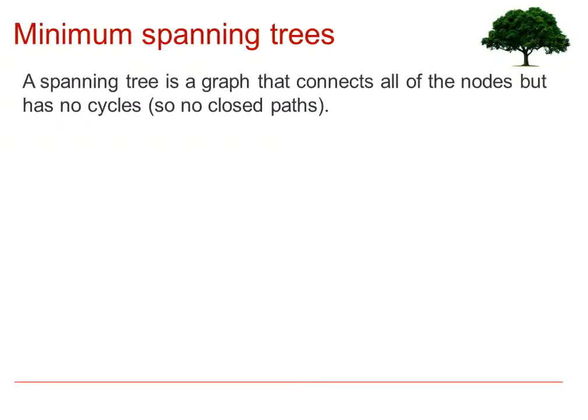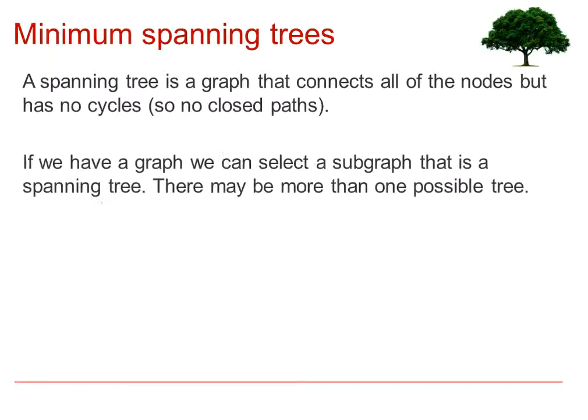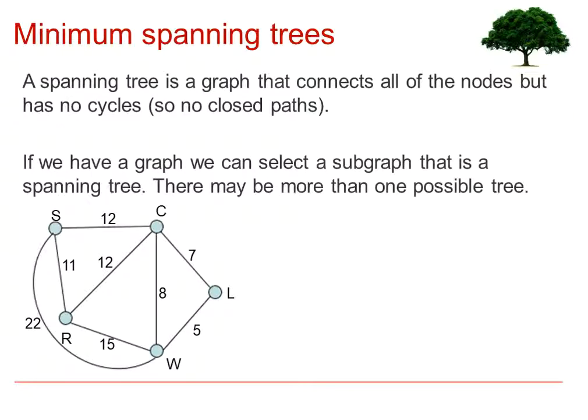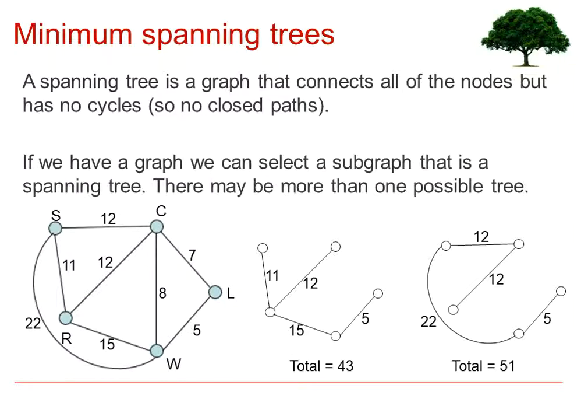The spanning tree is a graph that connects all the nodes but has no cycles, loops or repeated edges. If we have a graph, we can select a subgraph that is a spanning tree. There may be more than one possible tree. So for example, here we have a graph, and possible spanning trees look like that. And there are other examples. And you'll notice there are no cycles or loops or repeated edges in each of these spanning trees.